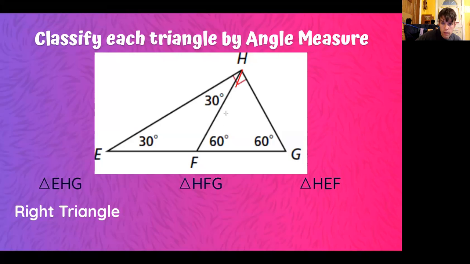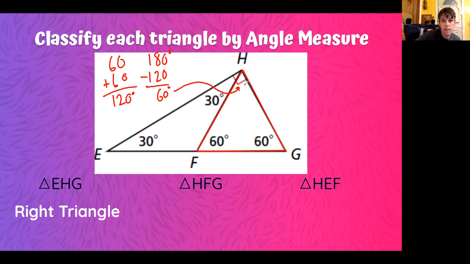HFG. So those are our vertices there. So in this case, we have two 60-degree angles. Using our triangle sum theorem, we know these three have to actually add up to 180. So 60 plus 60 gives us 120 degrees. So if we take away 120 degrees from what is known, right? We know that they have to add up to 180. That means there are 60 degrees left for that final angle right there.